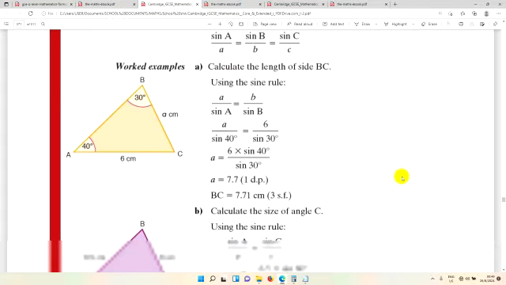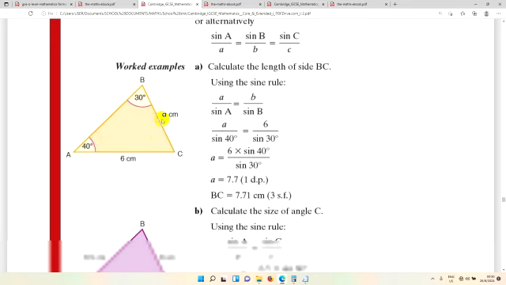Right, we have an example here. You can see: calculate the length of BC. This side PC is 6 centimeters, and this side BC here is what we are to calculate. Then this angle at B is 30 and this angle at A is 40.